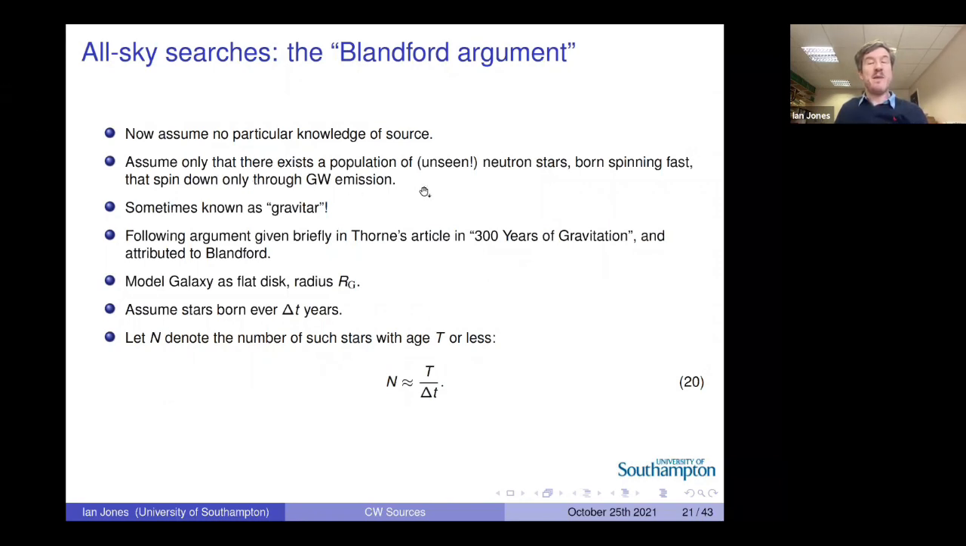The idea is that we're going to imagine that there exists some unseen population of neutron stars, all of which were born spinning fast and have since spun down only through gravitational wave emission.